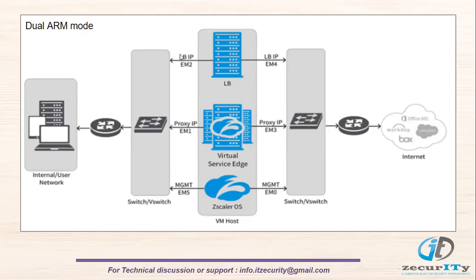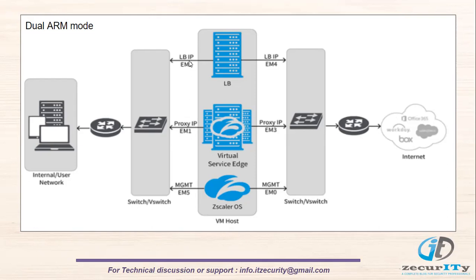You will have six interfaces in total on the VM. There will be three internal interfaces and three external interfaces. They can be named EM0, EM1, EM2 and so on. EM0 is the management interface, which will be faced over the external interface, and EM1 and EM2 are for proxy IP and LB IP, which will be reported towards the internal. And the management EM3 will be configured on the internal interface, and EM4 and EM5 are configured on external interfaces.